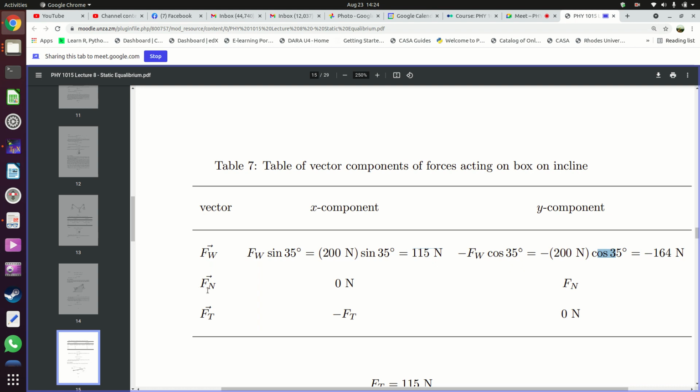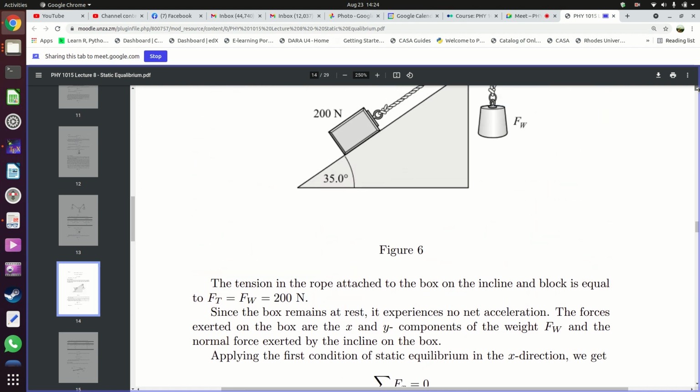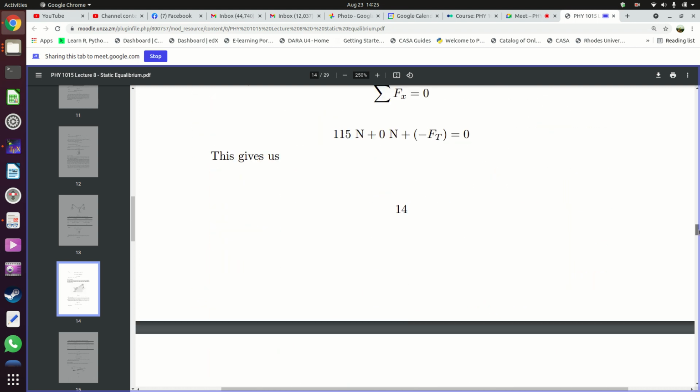Then when it comes to the normal force, the normal force always acts perpendicular to the incline. So the normal force would be in this direction, up like that. Since we have chosen this side to be the positive x-axis, our normal force will be making an angle of 90 degrees to the x-axis. Is that clear?